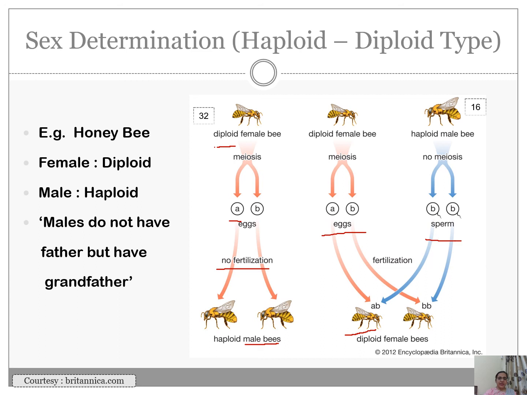Now understand this line. Males do not have father, but they have grandfather. That means here you can see in this, the males are being born by females only. So they don't have the father. But for the birth of females, males are responsible. So we conclude that males don't have father, but they have grandfather.